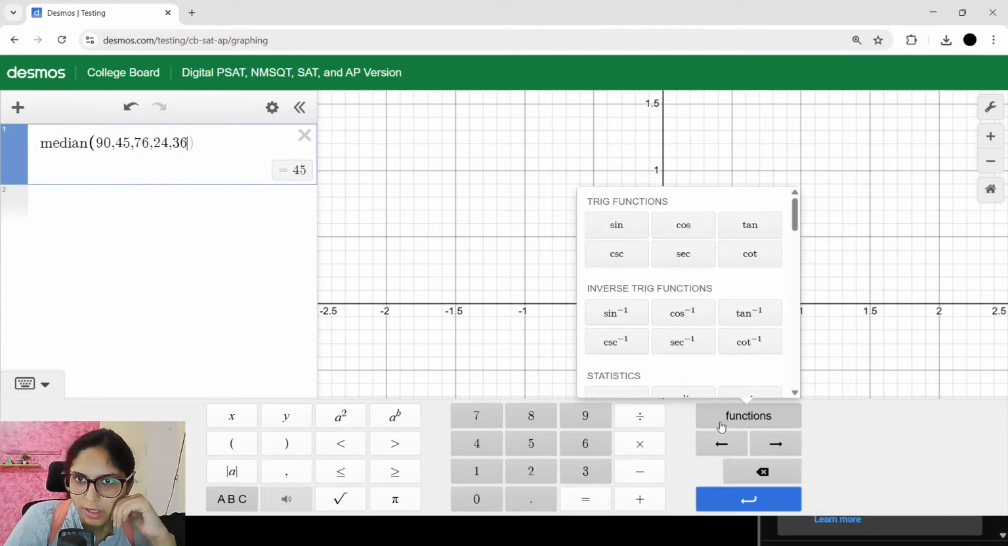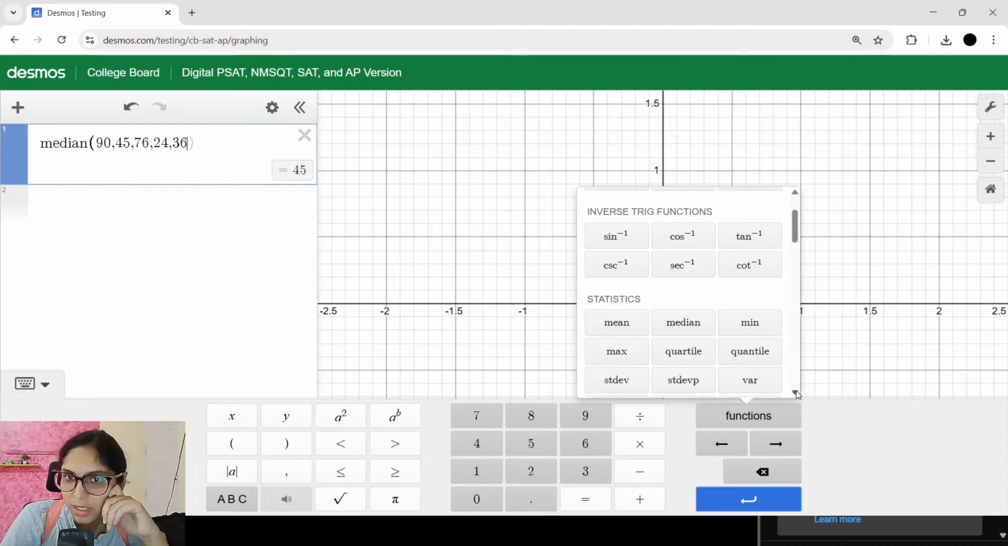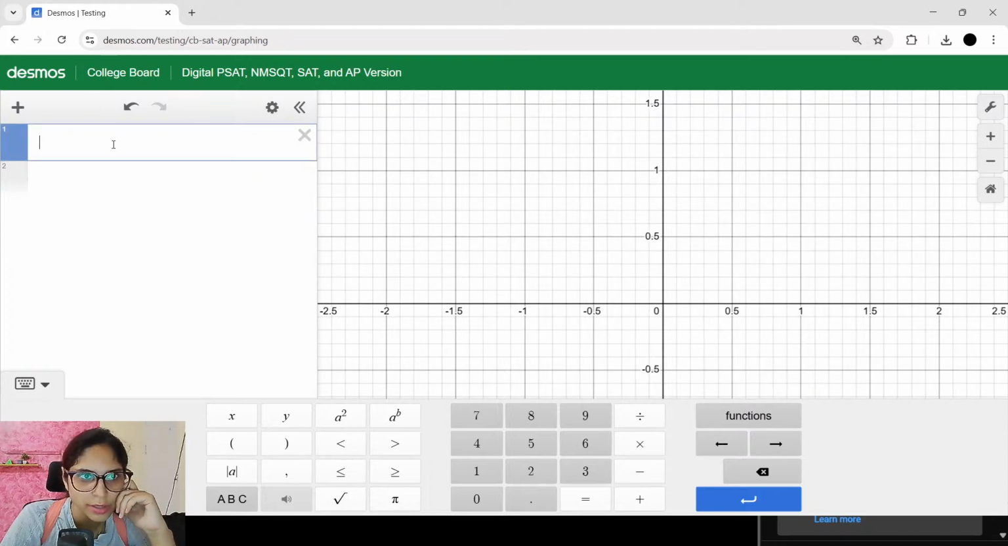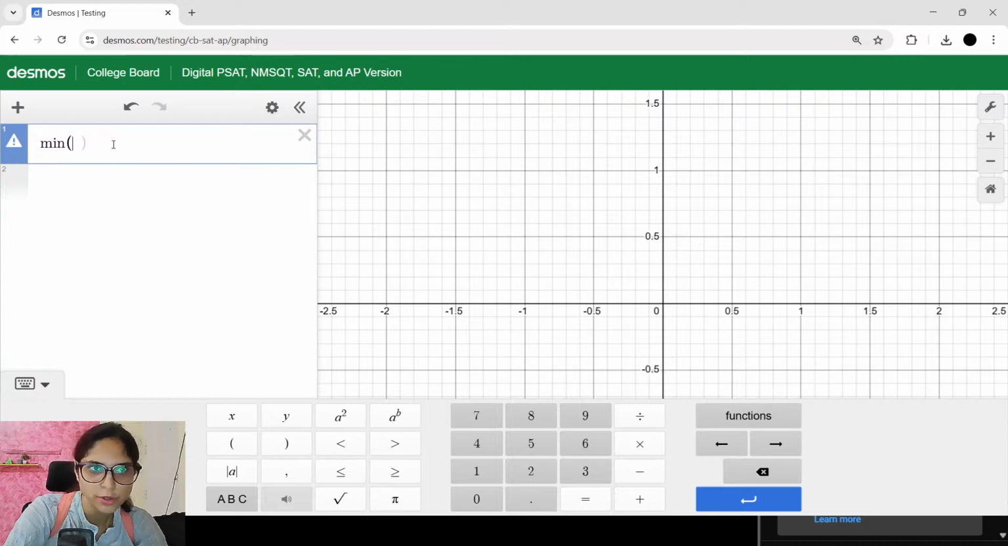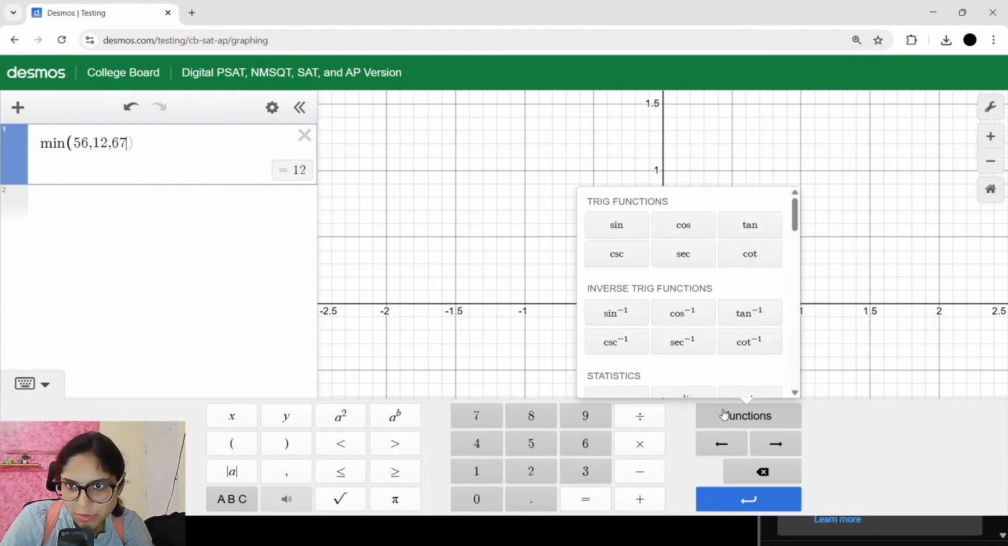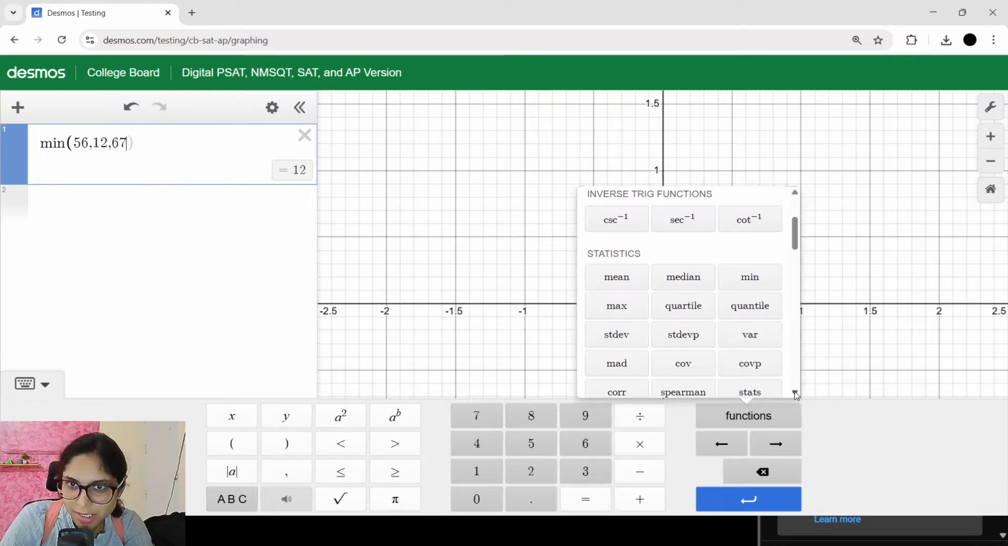So again, you can figure out the minimum value. So you just have to write min. Okay. And then again, you just have to write all the values, but here it is not needed because you can directly see what is the minimum value. 12 is the minimum value, so it's giving you the minimum. Similarly, you can get the maximum value.